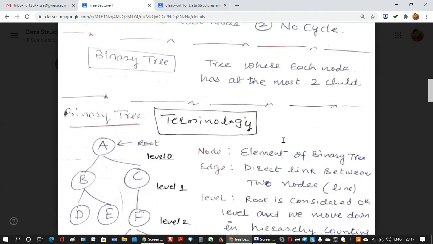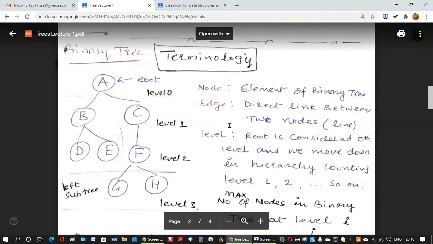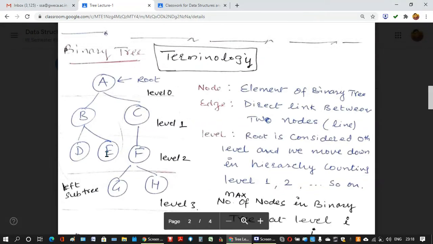As I have told you, a binary tree is useful because it represents real life data. So we implement binary trees, and out of binary trees we implement binary search trees, in fact. We will take that in our further classes, but today we are discussing the binary tree and its terminology. Terminology means what terms we will use when we talk about binary trees. See, I have drawn a binary tree here.